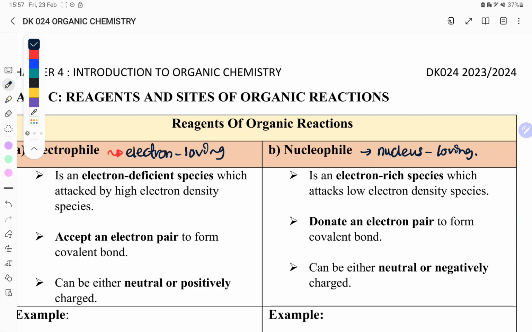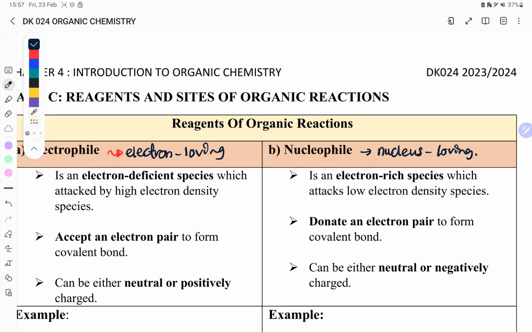Okay? Manakala nucleophile pula adalah benda yang suka nukleus. Nukleus ada apa dalam nucleus of atom? Ada neutron dan juga proton. Proton bercharge apa? Positif. Neutron dia neutral, dia tiada charge. Okay, so charge dia kosong.